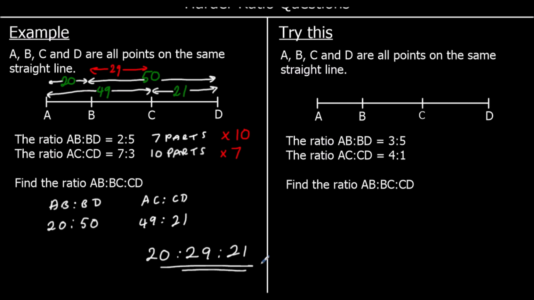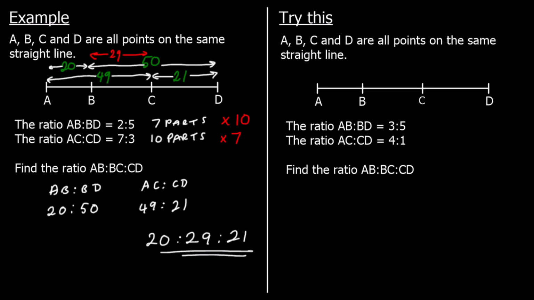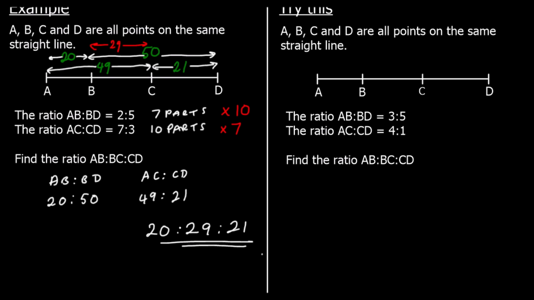I want to show you a different way of answering this. We could have also used fractions. So let's draw a line under this and answer it again. AB to BD is 2:5. So I can say AB is 2/7 of the whole journey. A to B is 2/7 of the whole journey. 2 parts out of 7 parts, so 2/7.